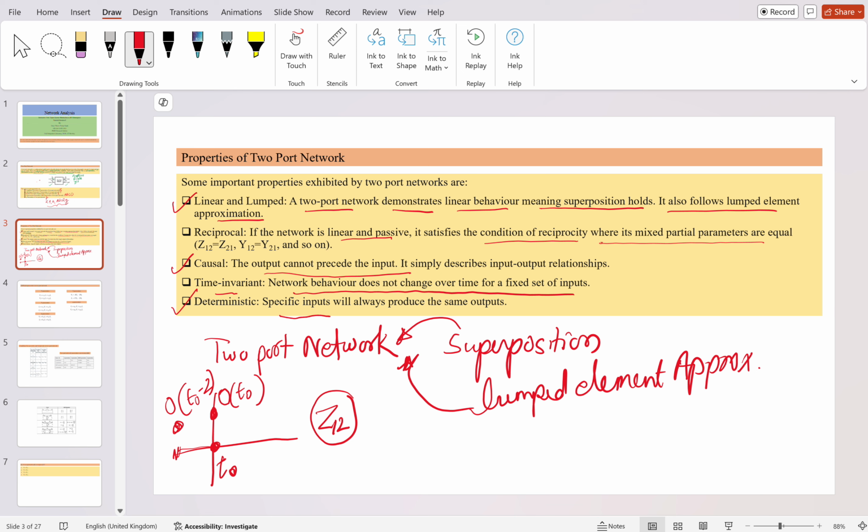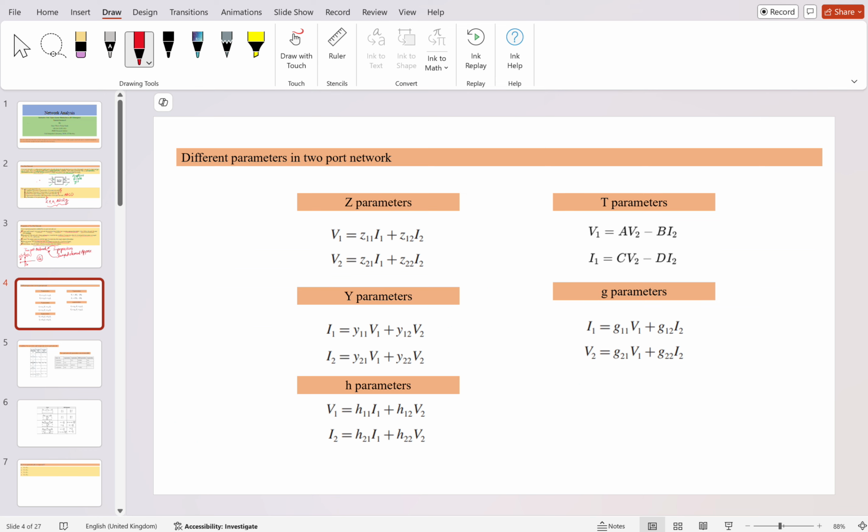Deterministic means that a specific input will always produce the same output. Let me see with an example. This is the case.